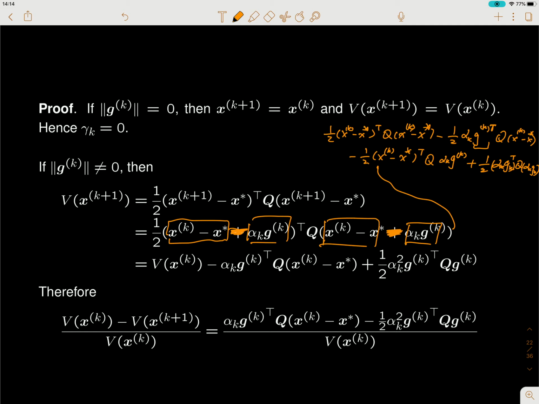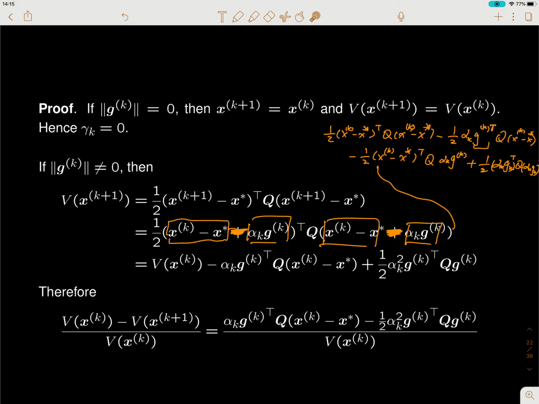Again, similar as before, the second term and the third term are the same, and together they are just equal to that. And in this last term, the alpha_k can be extracted out because it's just a constant, so I will have alpha_k squared, and then g_k transpose Q g_k. That's the last term. And the first term, according to that definition of v, is just v(x_k). So what I showed so far is that v(x_{k+1}) is just v(x_k) minus this bunch of things, or plus this bunch of things.